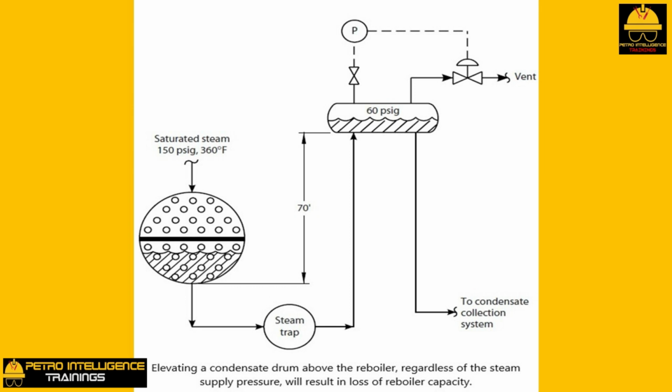The hot water will lose 70 feet, or 30 psig, of pressure as it rises up to the drum, which operates at only 60 psig. The excess delta P above the minimum required is then 150 minus 30 minus 60, equal to 60 psi. Thus, superficially, it appears as if the condensate could easily flow up into the drum.